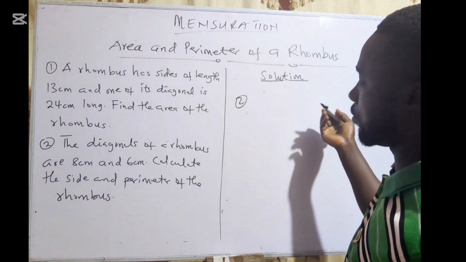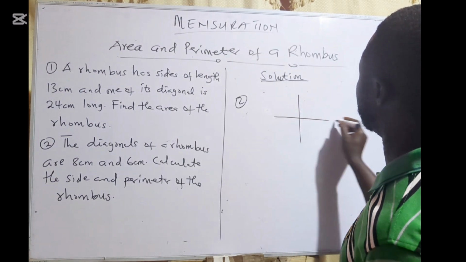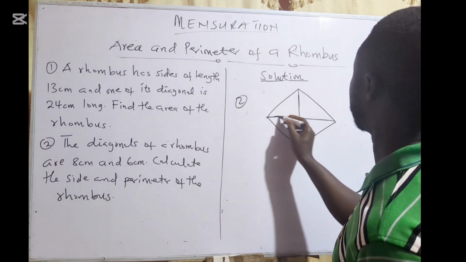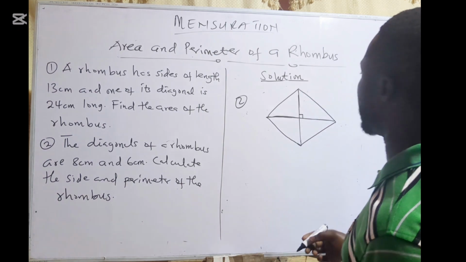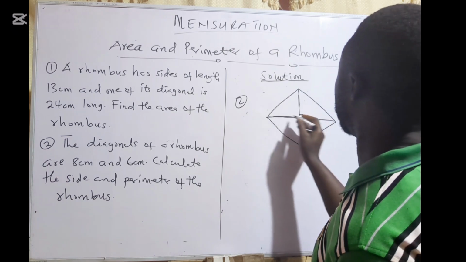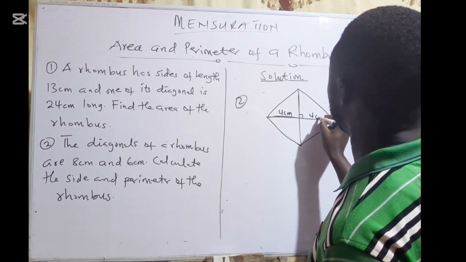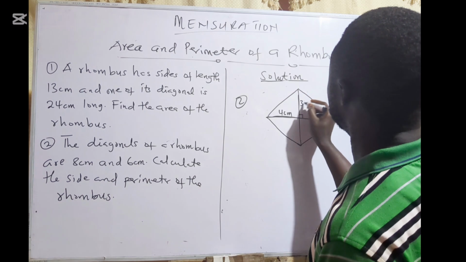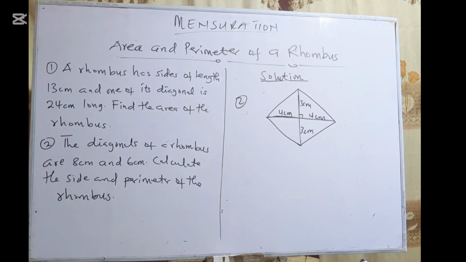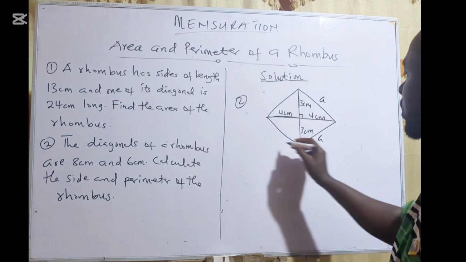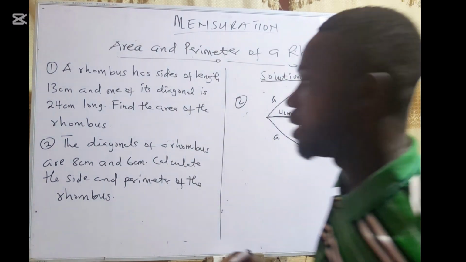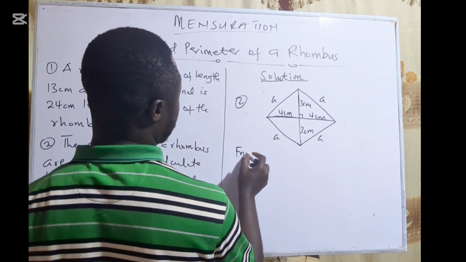So this one too, I have to draw my rhombus. Simple. The diagonals are 8, so if this diagonal is 8, then here will be 4, and here will be 4. And 6, so here will be 3, and here will be 3. And I'm supposed to calculate the side. The side will be the same, so you can use one of the triangles, and you can see that from the diagram.